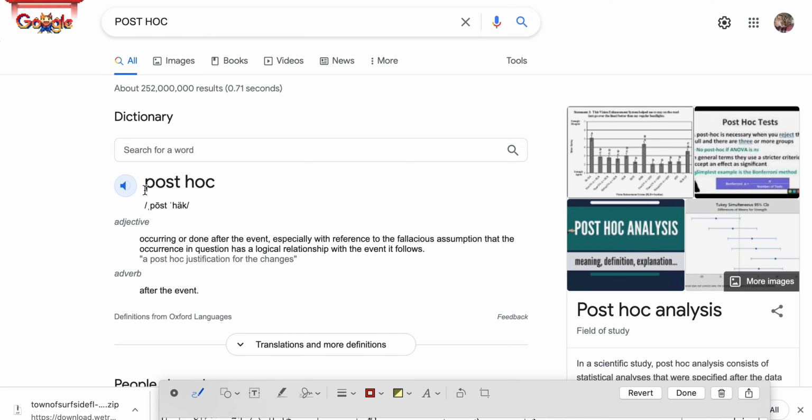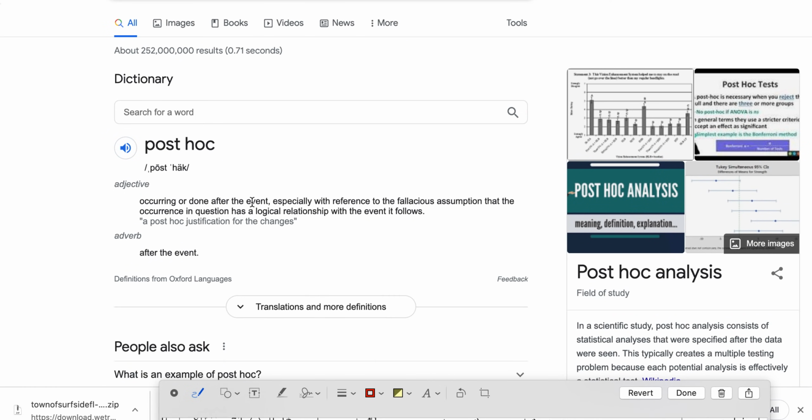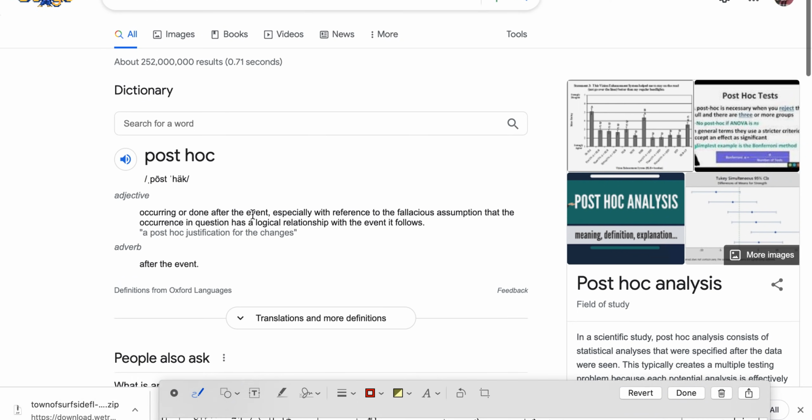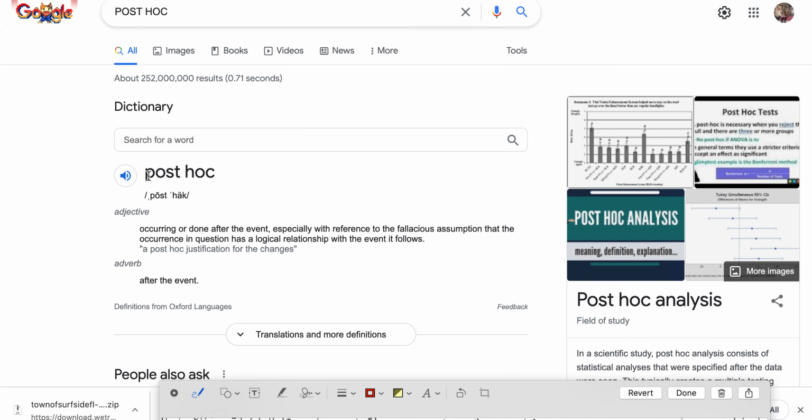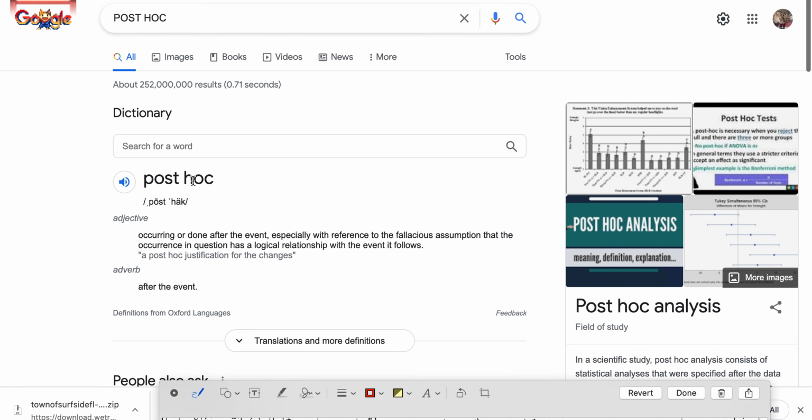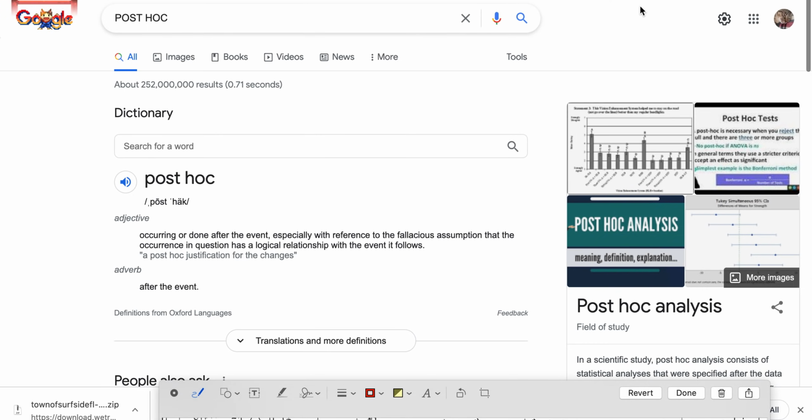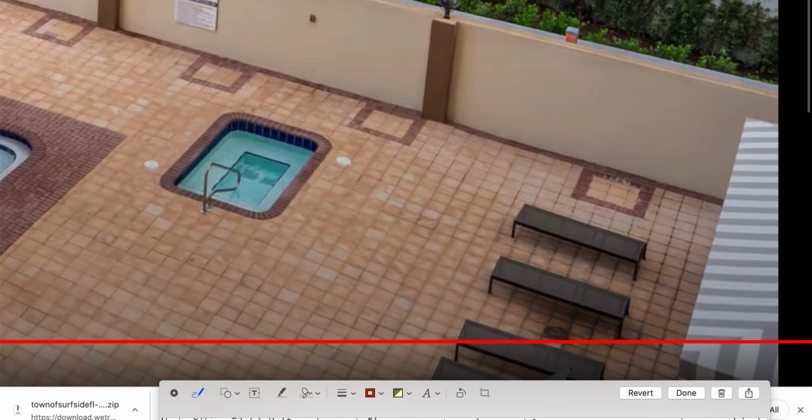Post hoc. Occurring or done after the event, especially with reference to the assumptions that the occurrence in question... So don't get, this is what I say, post hoc. I'll say that. Be careful that we don't relate one to the other. Just because we see this and just because we see that, we start making our own story up. That's the mass hysteria part. Be careful of that. This is just data.